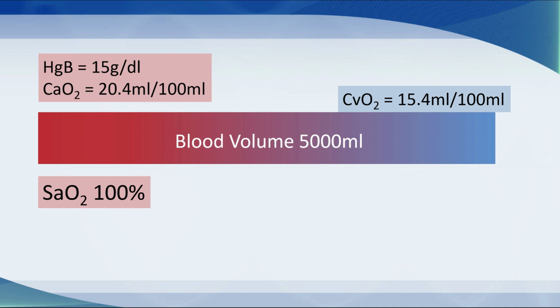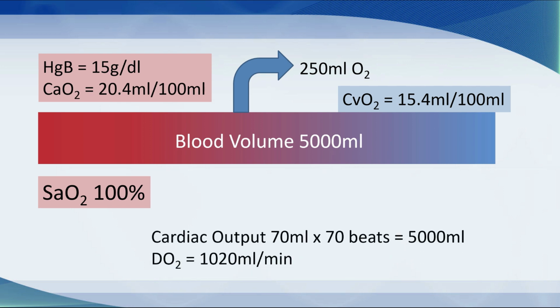Now, if we were to map this, here we have our hemoglobin of 15, arterial content 20.4, venous content 15.4, saturation 100%, blood volume 5,000 mils, and our oxygen extraction is 250 mils per minute. The cardiac output of 70 mils times 70 beats, roughly 5,000 mils per minute, we deliver 1,020 mils per minute of oxygen. With this, the mixed venous oxygen saturation is 75%.